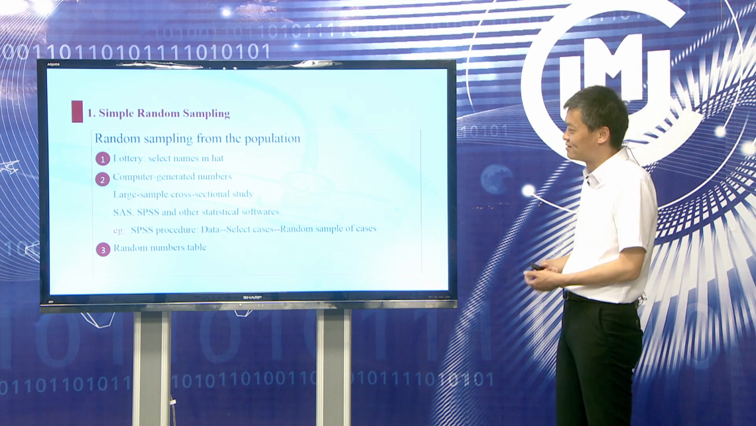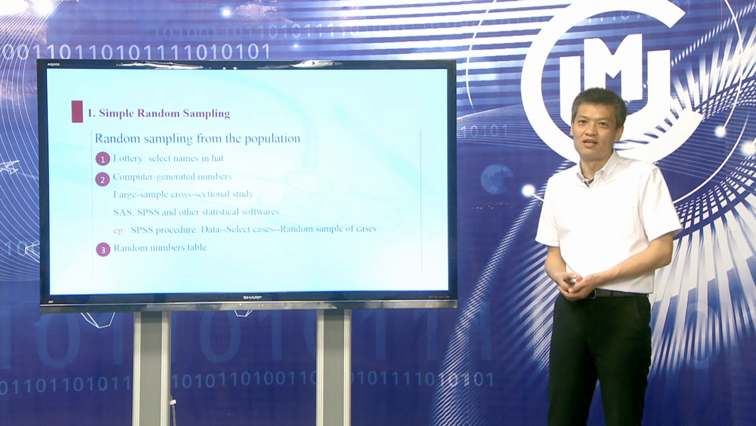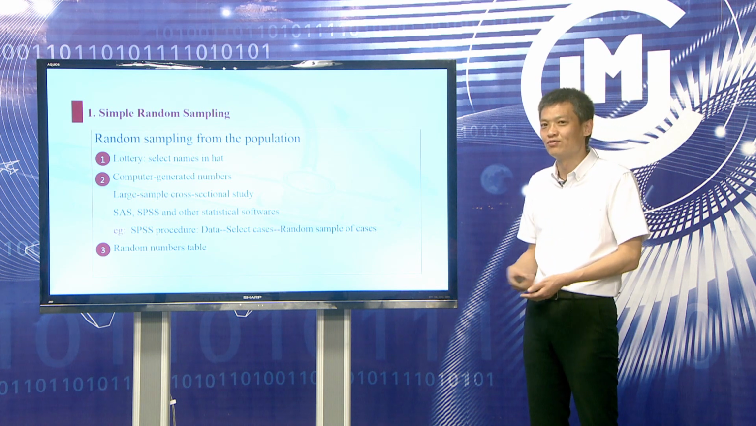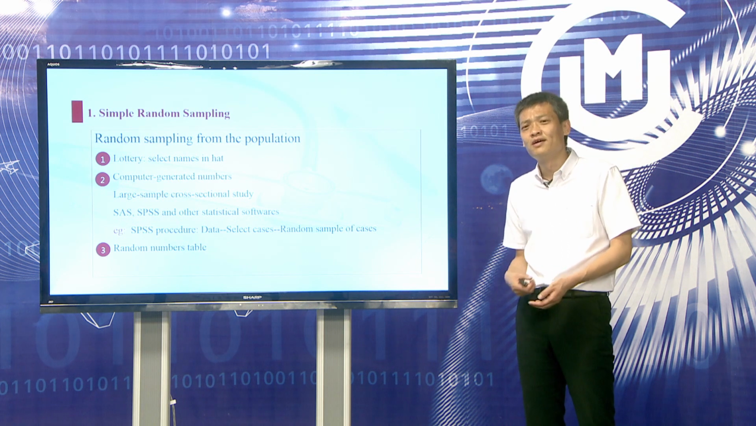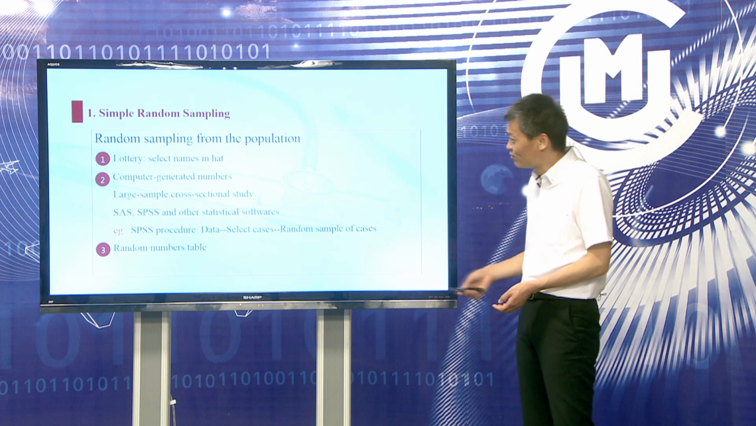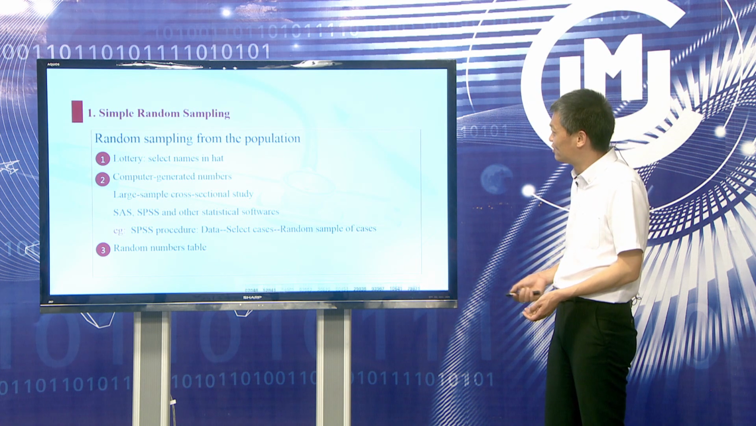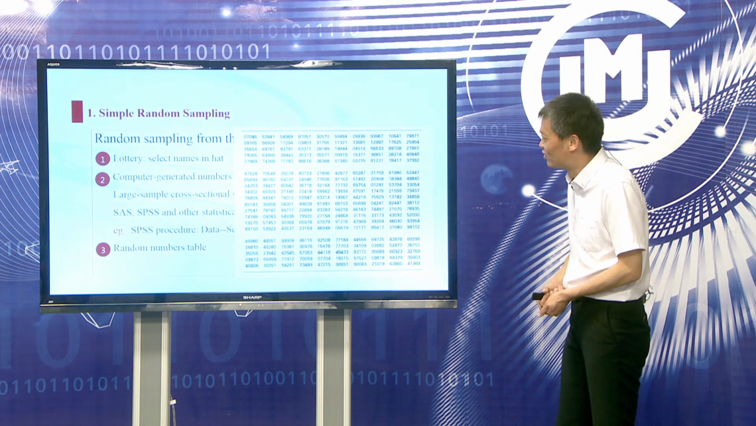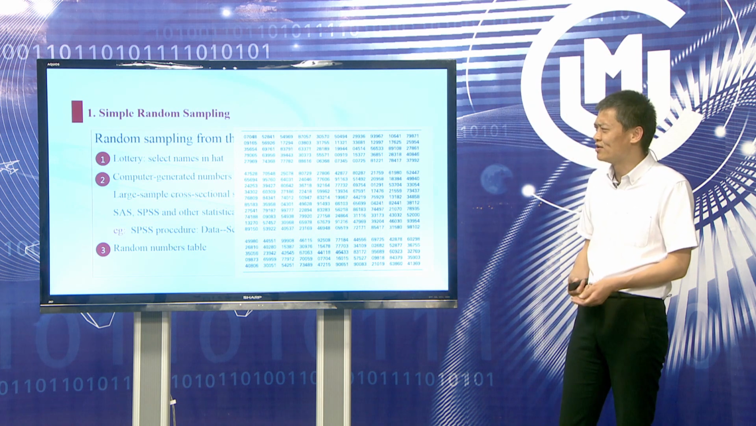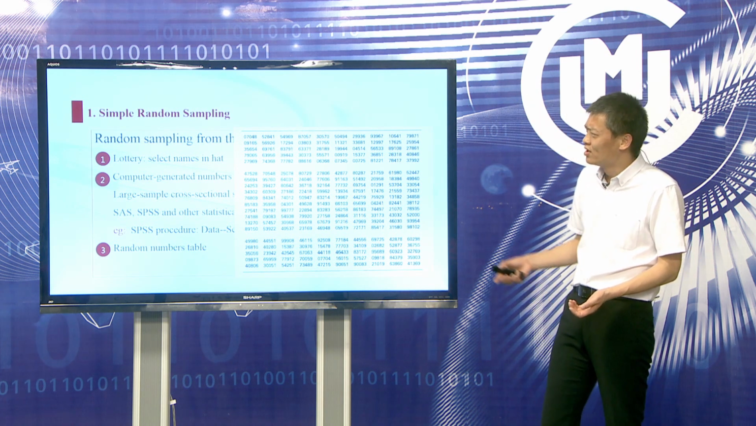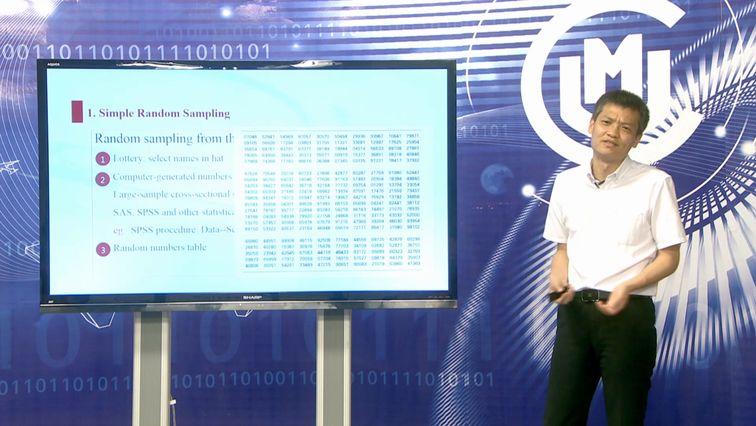Another is computer-generated numbers. You can use this method to select a study population in a large sample cross-sectional study. You can use SAS or SPSS software to implement the random sampling. And the random numbers table is a common method. Yes, this is an example of a random numbers table. I recommend you use computer-generated numbers to implement the random sampling.